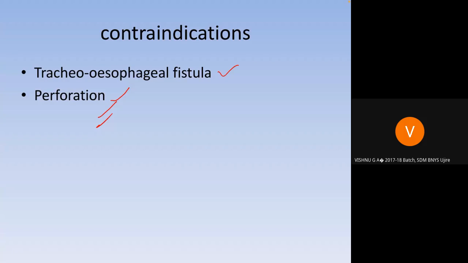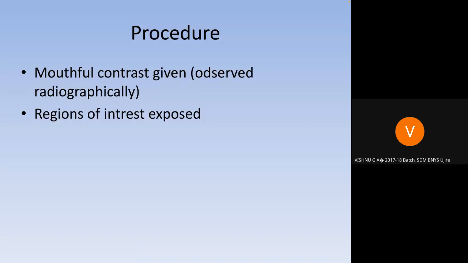And another important thing is, over time, usually fistulas are epithelial lined. May not be so in sinuses because sinuses take more time for epithelialization. Okay, what do you do? You give a mouthful of contrast of barium sulfate and you observe radiologically. How do you observe? Through serial X-rays. Okay, and you expose the regions which you want to know.